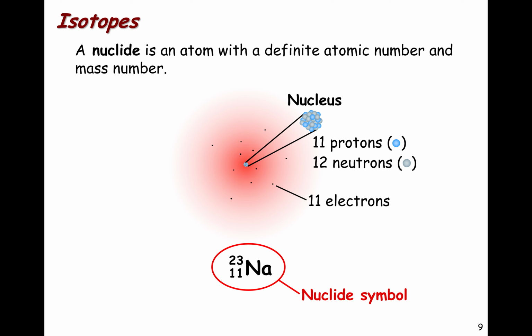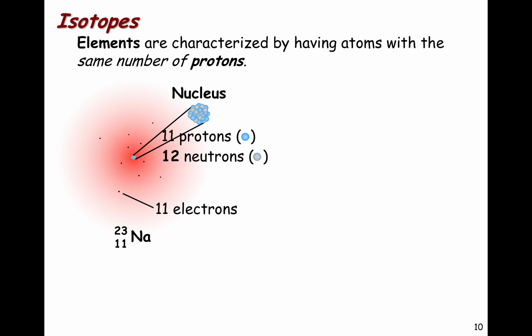So, in this particular representation here, we have the nuclide symbol, which is the atomic symbol, which also then includes the mass number of that particular isotope, isotope being atoms of an element with different numbers of neutrons. And so in this case, the nuclide symbol for this particular isotope has a mass of 23. And of course, since it's sodium, the atomic number is 11. So isotopes are different forms of the same element.